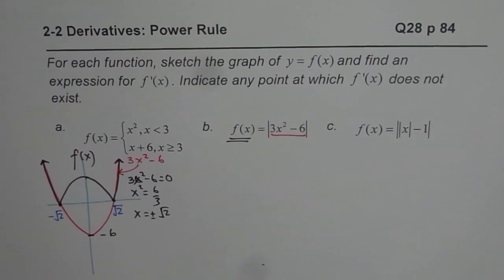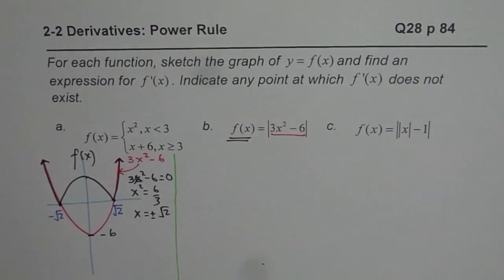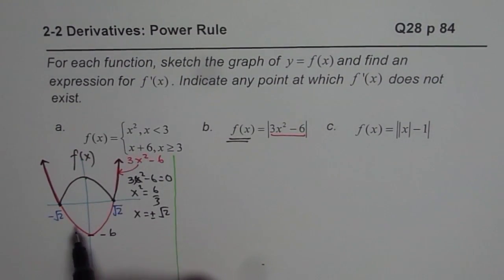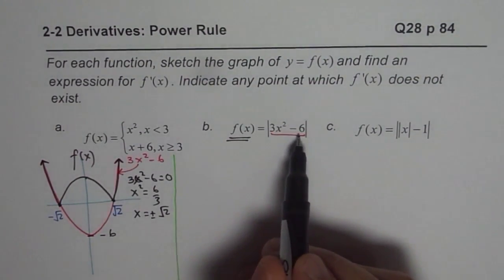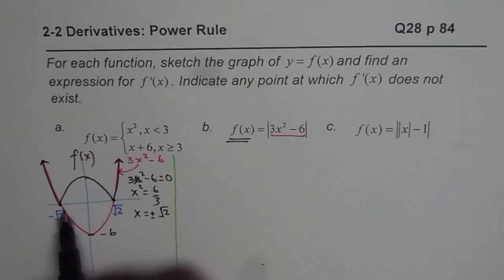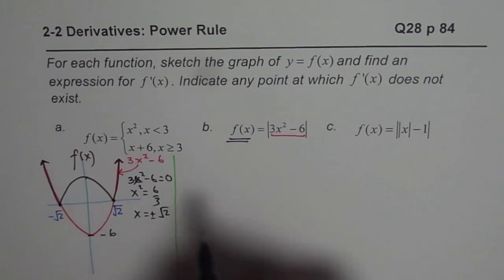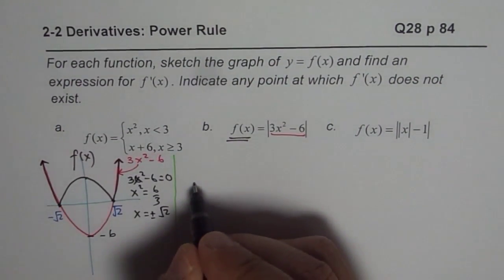Once you get this function, it's a good idea to write it as a piecewise function, correct? So let us now write this function as a piecewise function. I hope you have understood the concept. So sketch 3x squared minus 6 and then do a mirror image, or reflect the negative part to positive on the x-axis, as I've shown. So let's write down this function as a piecewise function.